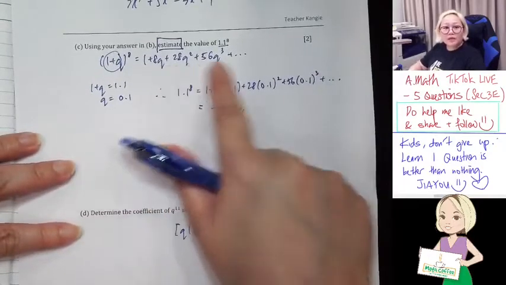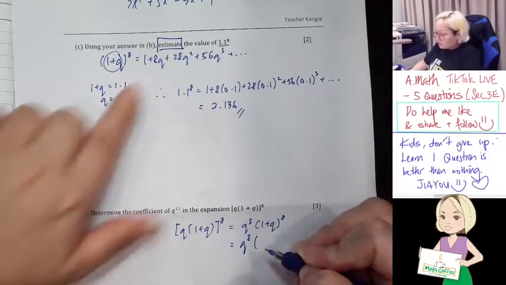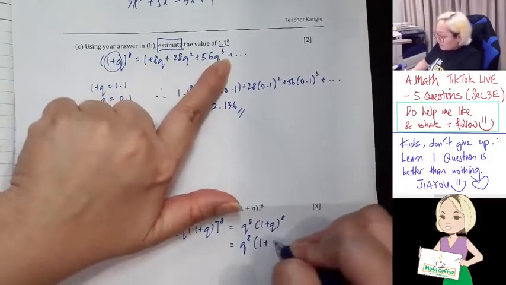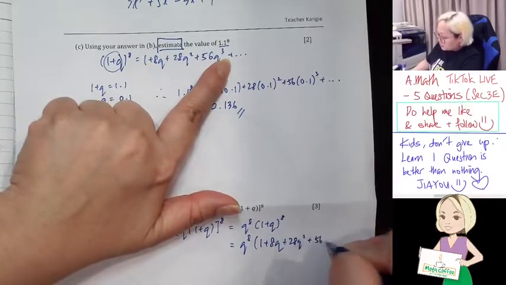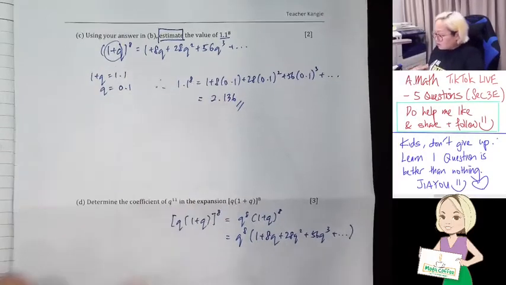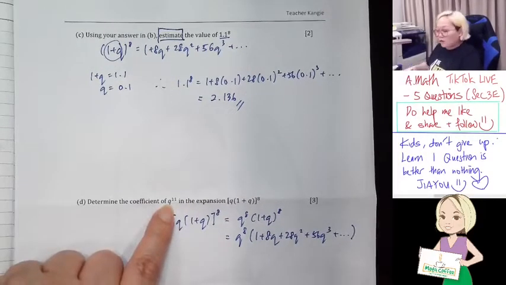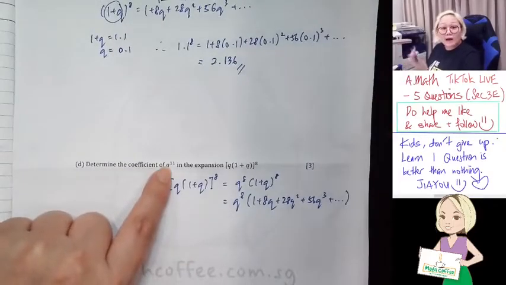Remember just now we already have the expansion over here. So what I need to do is I just put q to the power of 8, then I put these 4 terms here. So it's 1 plus 8q plus 28q squared plus 56q cubed plus dot dot dot, close it. Because they only want q to the power of 11, I only need to expand the one that I'm interested in.